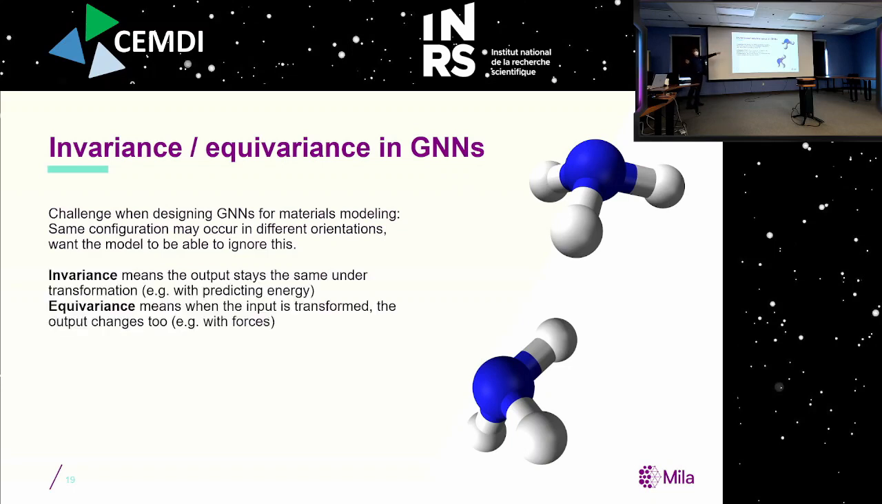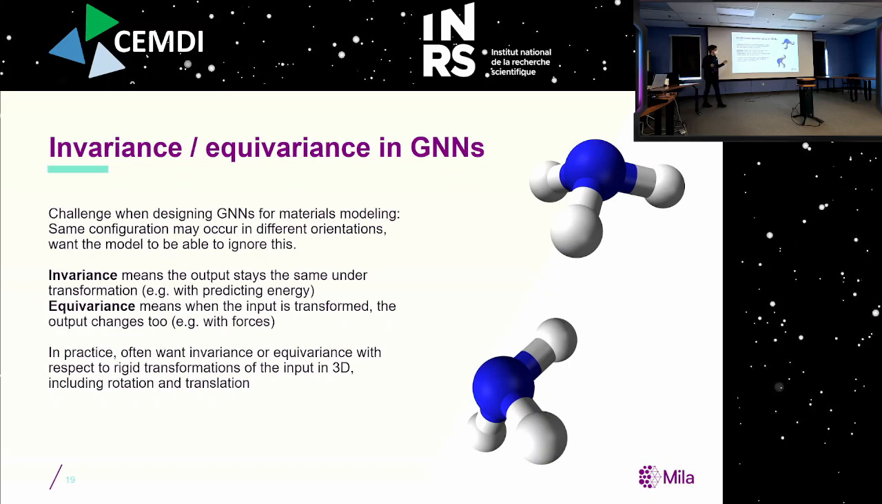There are two versions of this. There's invariance, which means that the output stays the same under transformation. That could be if you're predicting energy, for example. Or it could be equivariance, for example if you're predicting forces, where if you rotate the input, the forces aren't exactly the same because you've rotated the forces too, right? You rotate everything together. So equivariance means that the same transformation that got applied to your input also gets applied to the output.